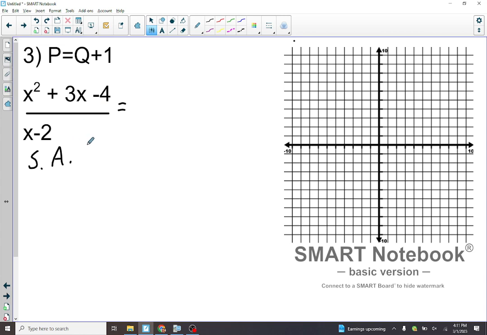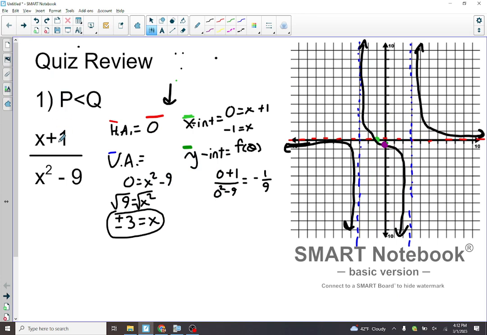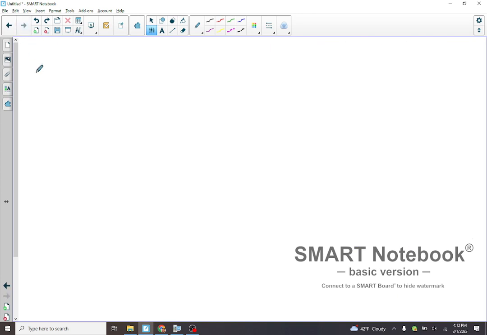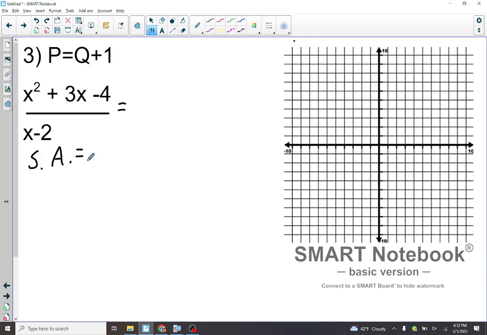All right, this one is a slant asymptote. Technically, where P is two bigger than Q, it would not be slant. So in this one, it's going to be a slant asymptote, and we're going to use long division to figure out what our new slope is.